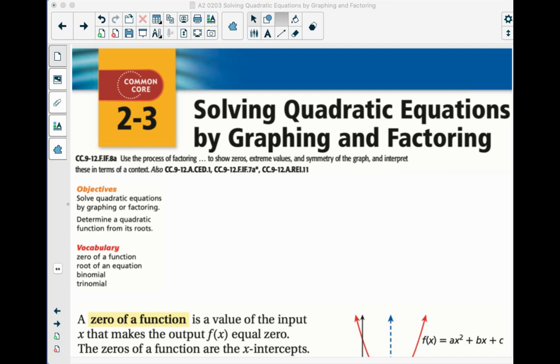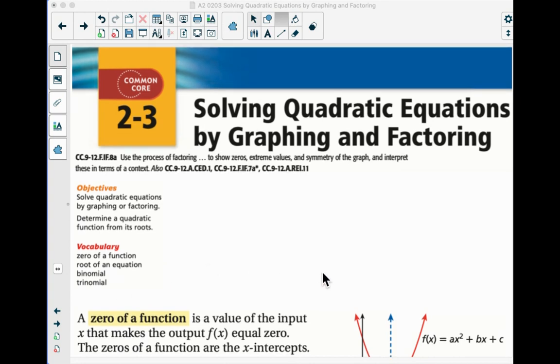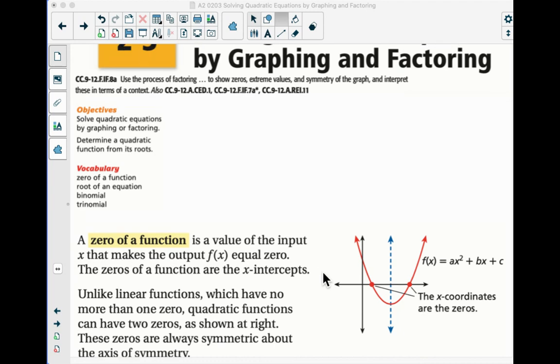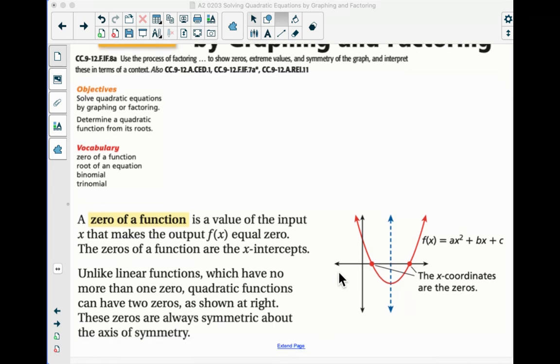Okay, today we're going to solve quadratic equations by graphing and factoring. So it's important to be able to find the zeros of a function. I like factoring, it's a little quicker, but you can also find the zeros of a function by graphing that parabola. If you have your parabola here, the two zeros are where the parabola crosses the x-axis. So they're going to be the x coordinates there.